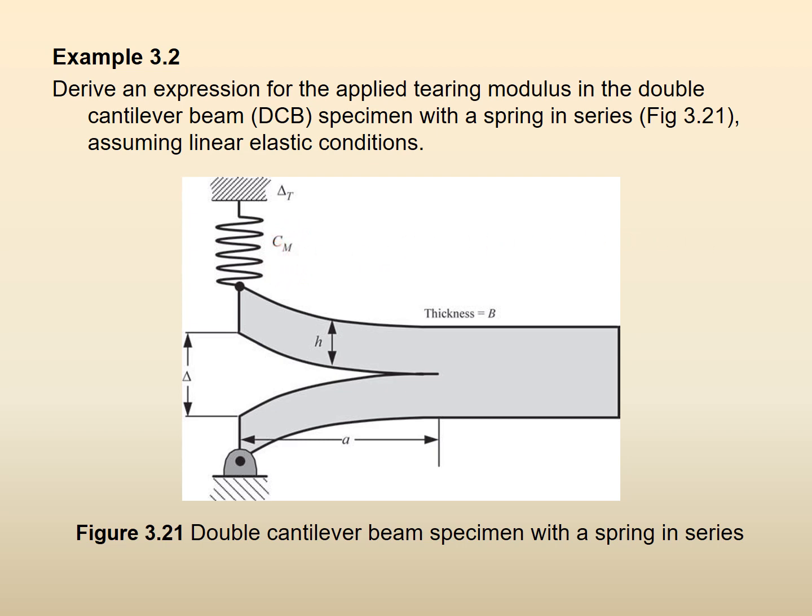So again, we have to find an equation for the applied tearing modulus. So go back to the previous pages, look at the equation of the applied tearing modulus, and look at any of the other previous equations, and Cm is there, delta T is there, delta is there, all other things are there. And we know that this time we have linear elastic conditions. So technically we should do G and K1 and so on.